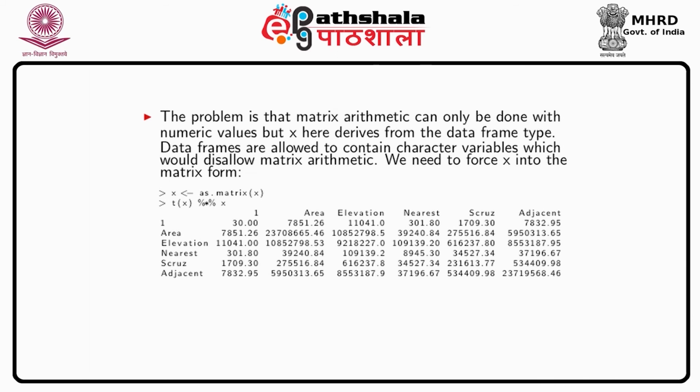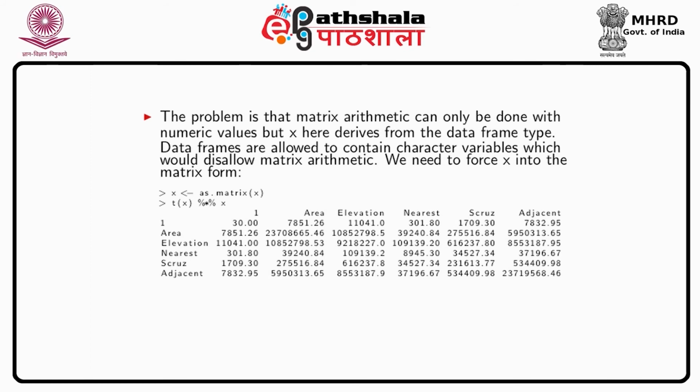Now, what does this error tell us? The problem here is that matrix arithmetic can only be done in R with numerical values, but X has been derived from the data frame type. Gala, as I mentioned, was a data frame already available in R. We have only segregated a few of these columns and considered them as X, where X is still considered a data frame by the software. Data frames are allowed to contain character variables, which would disallow matrix arithmetic, and hence the error.